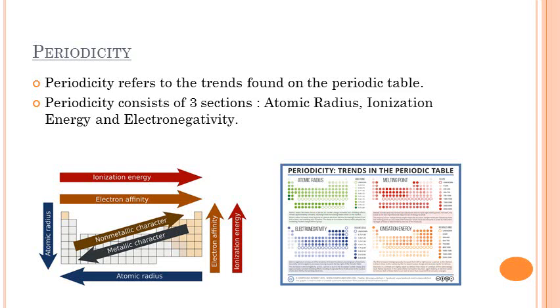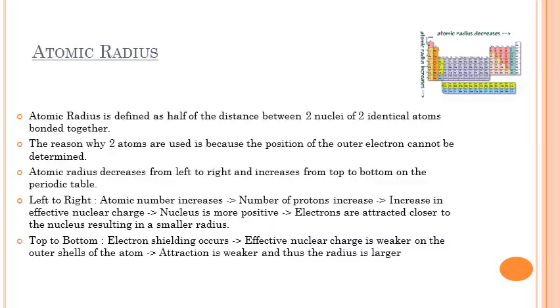Periodicity refers to the trends found on the periodic table. Periodicity consists of three sections: atomic radius, ionization energy, and electronegativity. There is also melting and boiling points, but we will not be discussing that today. Here are a couple diagrams for you guys to look at. And for now, let's jump straight into it.